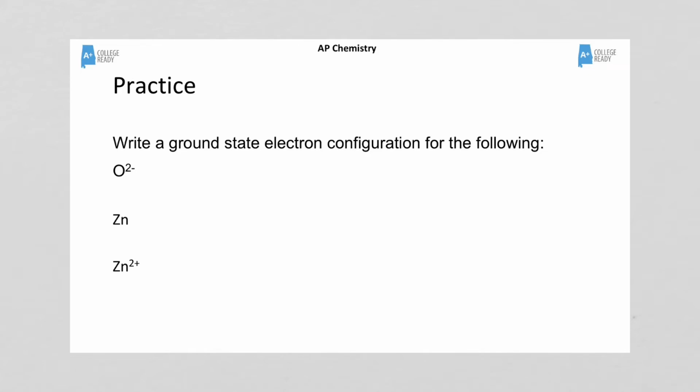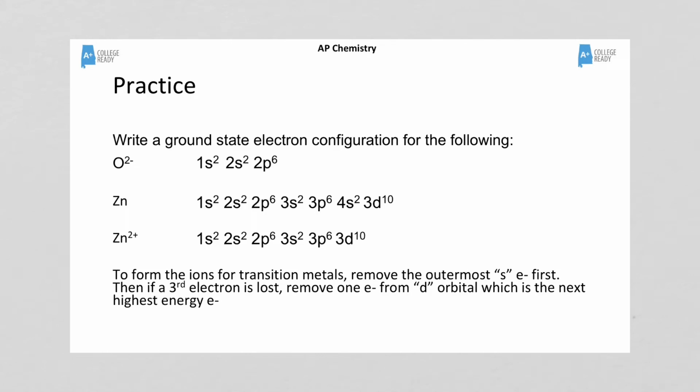Here's a couple of practice problems, because you probably would be asked for an ion. So notice negative ions gain that many electrons, positive ions have lost. So if you did oxide and then zinc and zinc 2+, notice oxide would be expected. If it was an atom, the configuration would be 1s2, 2s2, 2p4. It's gained those 2 extra electrons to fill that 2p orbital, so now it's 2p6 for oxide.